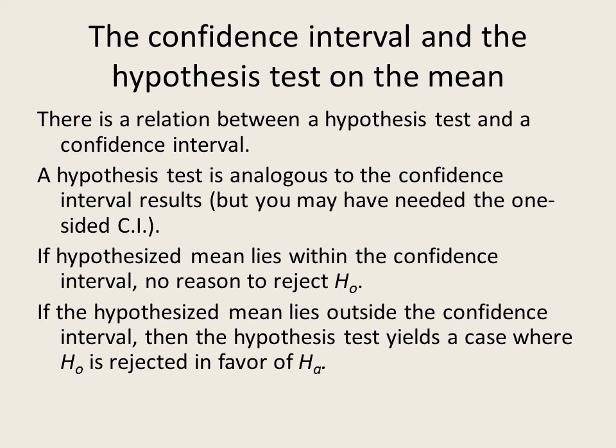So if your hypothesized mean lies within your confidence interval or bound, then you'll have no reason to reject your null hypothesis. But if your hypothesized mean lies outside a confidence interval, then you're going to end up rejecting that null hypothesis. These are probably easiest to see in some of the applications, and I've included several in this section.